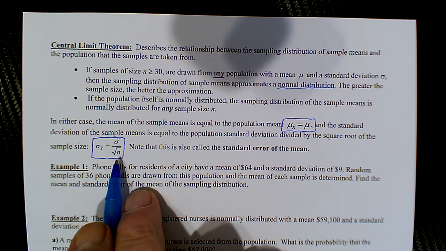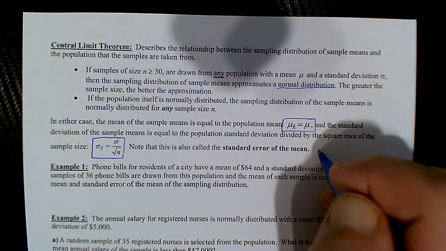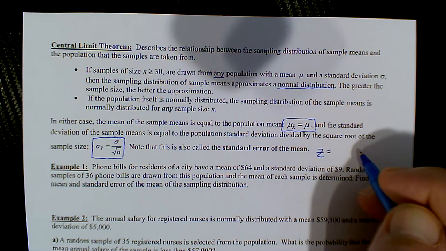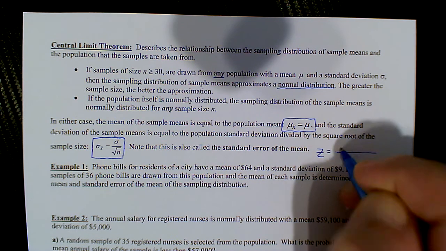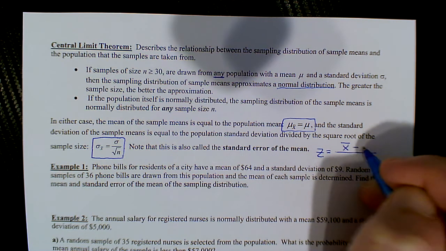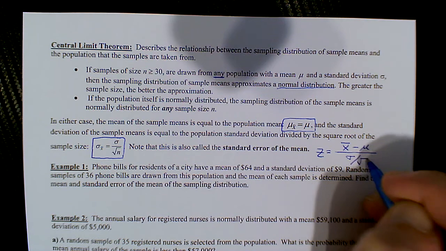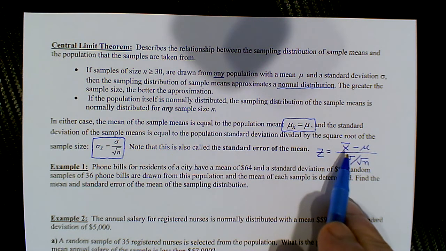So now it tells us that our formula z for a sample mean is going to be x bar minus mu over sigma divided by the square root of n. So notice the difference between the two formulas.